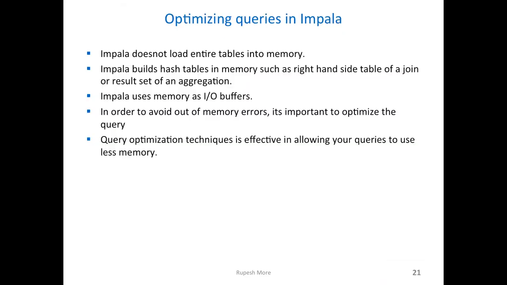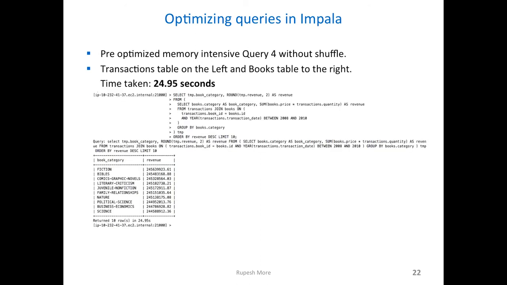Let's go to the next slide. It's optimizing queries in Impala. So basically, Impala does not load entire tables into memory. It builds hash tables in memory, such as a right-hand side table of a join or a result set of an aggregation. Impala uses memory as IO buffers. So in order to avoid out-of-memory errors, it's important to optimize the query. And the query optimization techniques are effective in allowing your queries to use less memory.